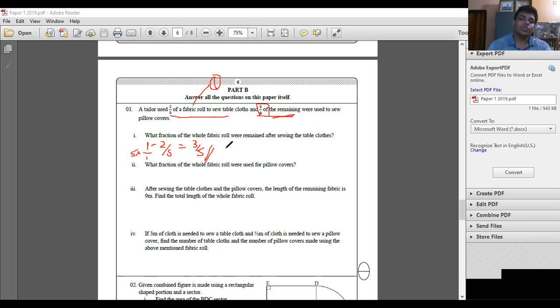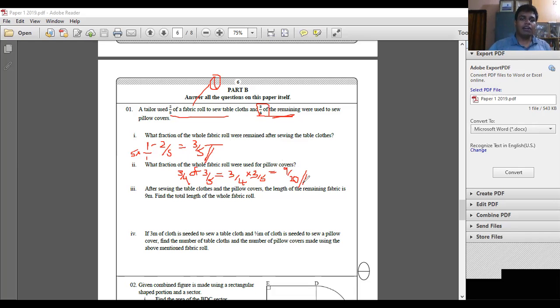What fraction of the whole fabric roll was used for pillow covers? So out of this, they are saying 3/4 of the remaining were used to sew pillow covers. So 3/4 of 3/5. So "of" turns to multiplication, hence we write it like this, 3/5, and nothing can be more simplified than this. Hence we straight away multiply 3 into 3, 9, 5 into 4, 20. That will be your answer for this, 9 over 20. I think that's all I can simplify it.